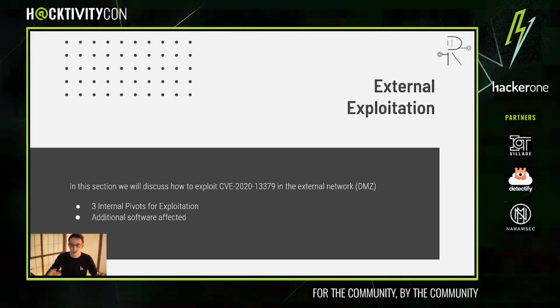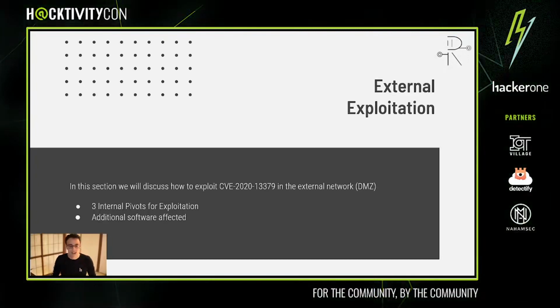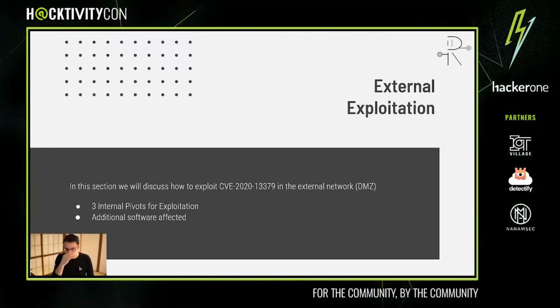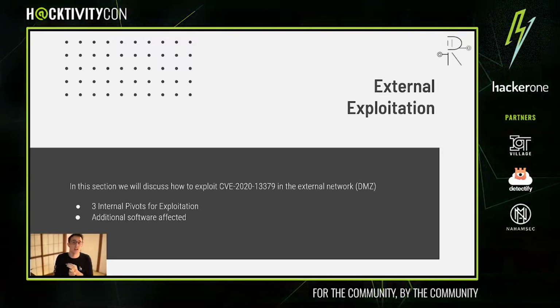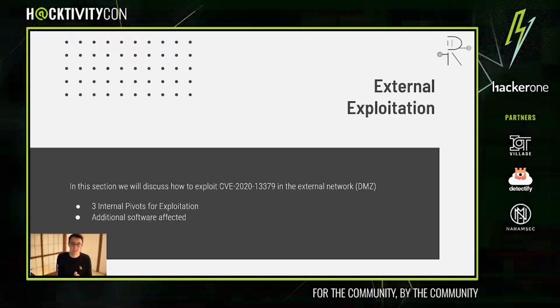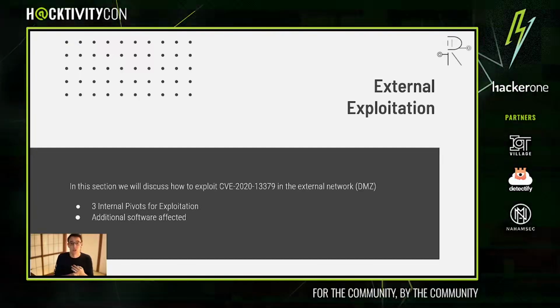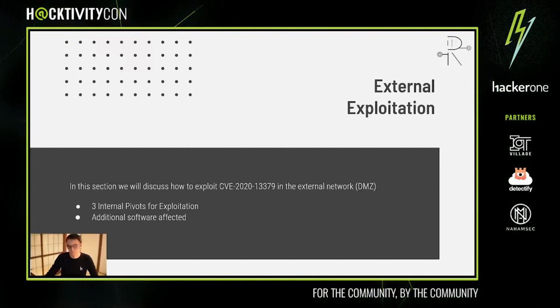So in the external exploitation set of slides, we're going to discuss how we exploited this on the external network or the DMZ. We're going to give you 3 internal pivots that you can do, which will increase impact. And then we're also going to give you some additional software affected by this so that you can add those to your routes as well when you're mass scanning for this or looking to exploit this on a target.